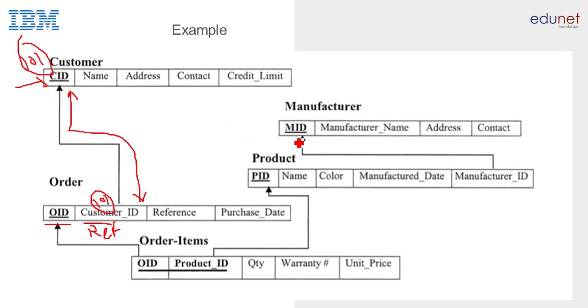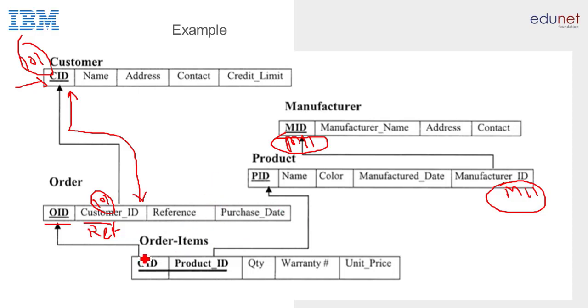Similarly, manufacturing ID, for example M11. So manufacturing ID M11 must be the same. That is the relationship between the tables. So reference and purchase date. These are some values put inside the order table.